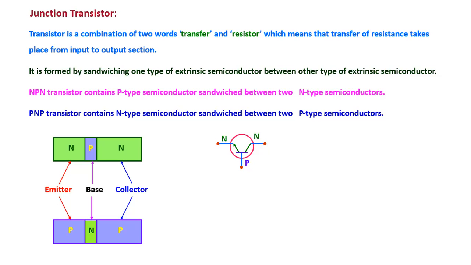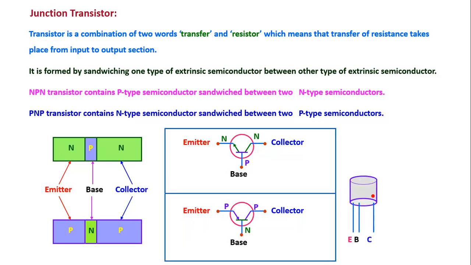Now here you can see the symbol of the NPN transistor and the PNP transistor. The difference between NPN and PNP is that in an NPN transistor, the emitter has an arrow, and that arrow is outward, going out. Then that transistor is NPN. And in a PNP transistor, the emitter has an arrow and that arrow is towards the base. Now you can see the transistor looks like this: emitter, base, collector, three terminals, and here the red dot means the notch of the transistor.